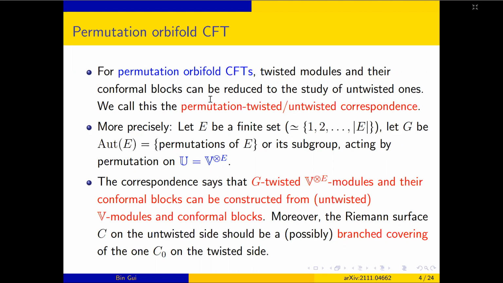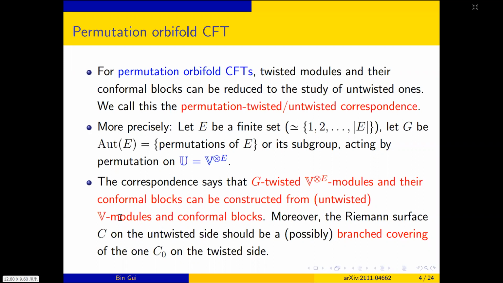So the permutation orbifold theory is the study of this type of conformal field theory. And for this type of conformal field theory, we have a so-called twisted and untwisted correspondence. And this is the main thing that I'm going to talk about today. The correspondence says that the G-twisted V tensor E modules and their conformal blocks can be constructed from the untwisted V modules and conformal blocks, and actually vice versa in some cases.